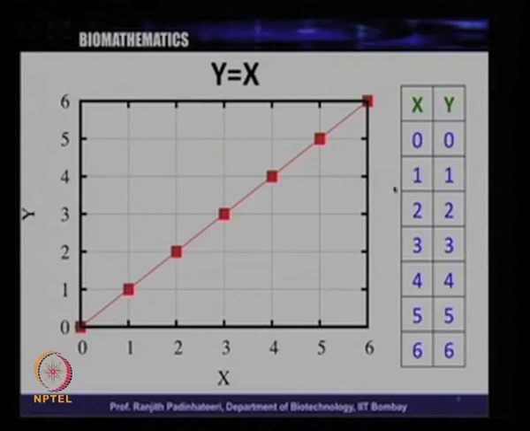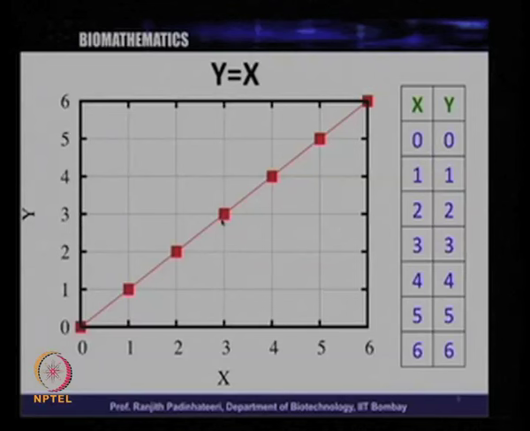And the next one, the 1, 1 in this table. What it means is that for x value 1, the corresponding y value is 1. Similarly, for x value 2, the corresponding y value has to be 2. If you start from x equal to 2, the corresponding y value is 2. Similarly, when x value is 3, the corresponding y value is 3.